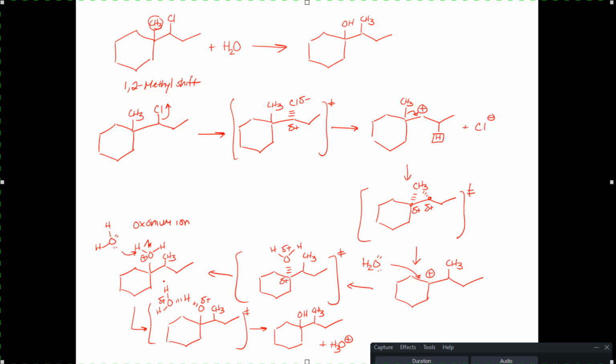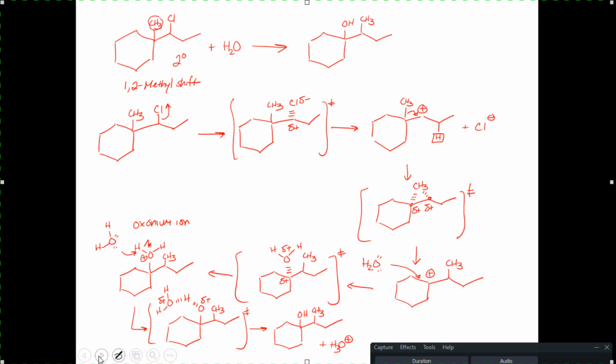So you can also end up with 1,2 methyl shifts if you can form a more stable carbocation from doing the 1,2 methyl shift. Okay. Now, in both of these cases, we started with a secondary system, and when you start with a secondary system, you will lose the chlorine to form the carbocation.